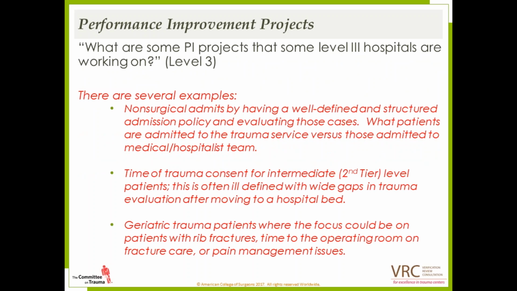Performance improvement projects. What are some PI projects that some level 3 hospitals are working on? Great question. Here are some examples. Non-surgical admits, as you know, are huge for level 3s and possibly for some level 2s. So one of the examples would be non-surgical admits by having a well-defined and structured admission policy in evaluating those cases, what patients are admitted to the trauma service versus those admitted to medical hospitalist teams. Time of trauma consent to intermediate second-tier level patients. This is often ill-defined with wide gaps in trauma evaluation after moving to a hospital bed.